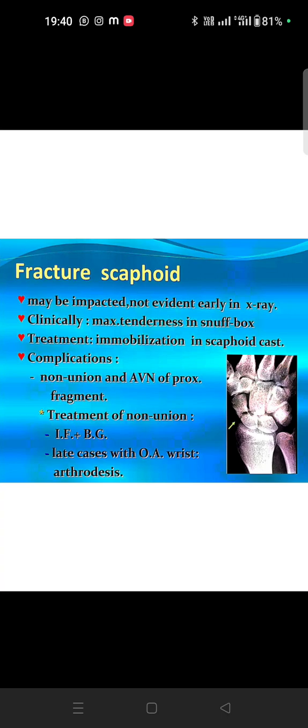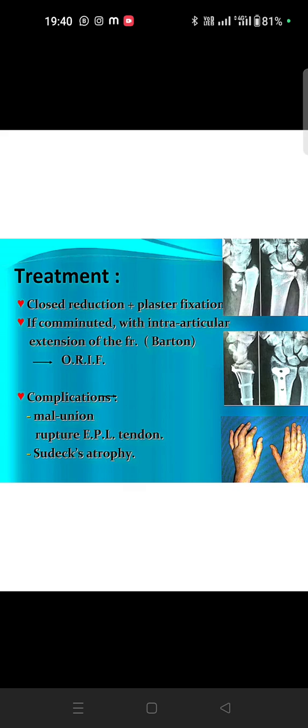So fracture of the scaphoid. Scaphoid fracture may be impacted, not evident on early X-ray. Clinically there is maximum tenderness in the snuffbox. So you can see the image, immobilization. Scaphoid and Colles, then Sudeck's atrophy. These three things I will give as an assignment.